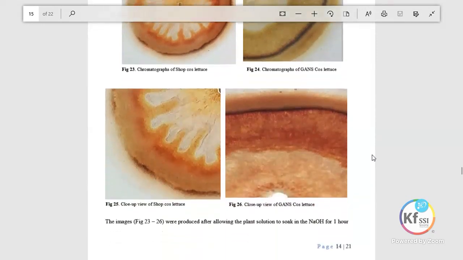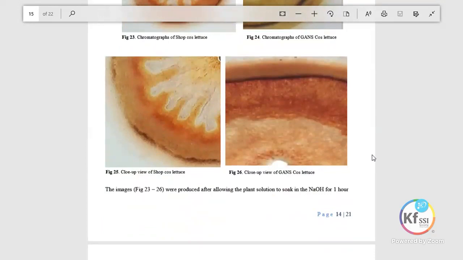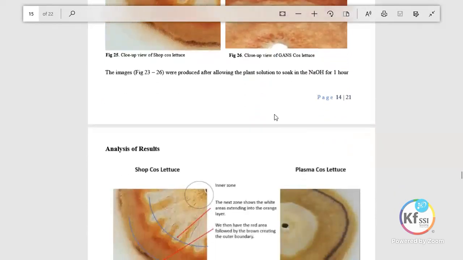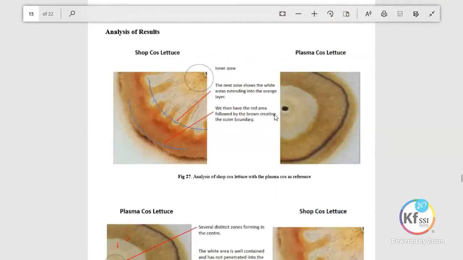There's a close-up of the different bands. And again, we're seeing the forked effect and the interaction of the different layers there. Whereas on this COS lettuce, we have very defined boundaries like we've seen on the COS. So when I'm analyzing the shop lettuce, and then we just got the plasma to show, again, we see the inner zone, and then the next zone, sort of the white area extending into the orange layers. And then we have sort of the red area followed by the brown, creating the outer boundary.